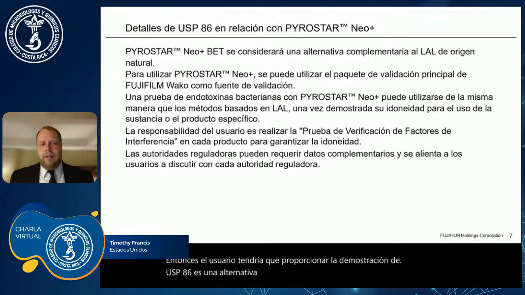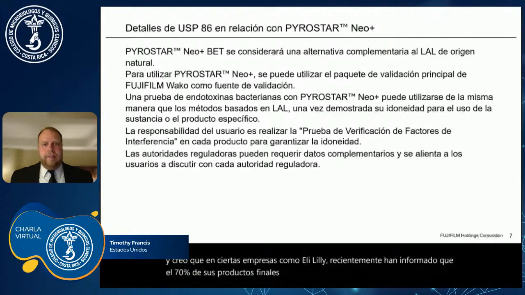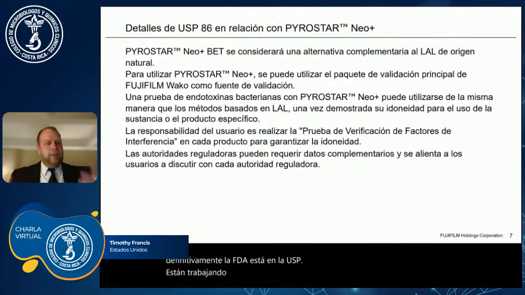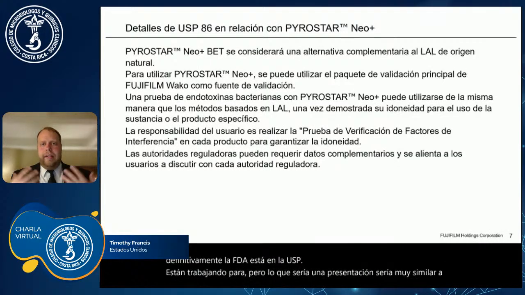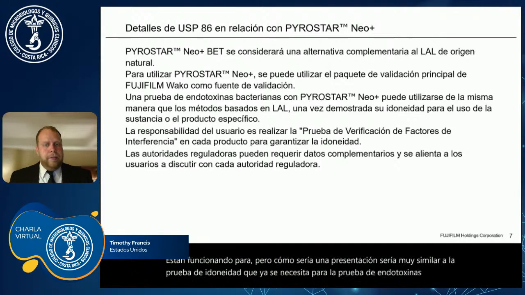This has had a great success in the United States, and I think of certain companies such as Eli Lilly. They've recently reported that 70% of their end products have been converted to some form of recombinant bacterial endotoxin testing. So this is something that definitely the FDA and the USP are working for. But what a submission would look like would be very similar to the suitability testing that already is needed for the bacterial endotoxin test, with three key additions potentially needed.